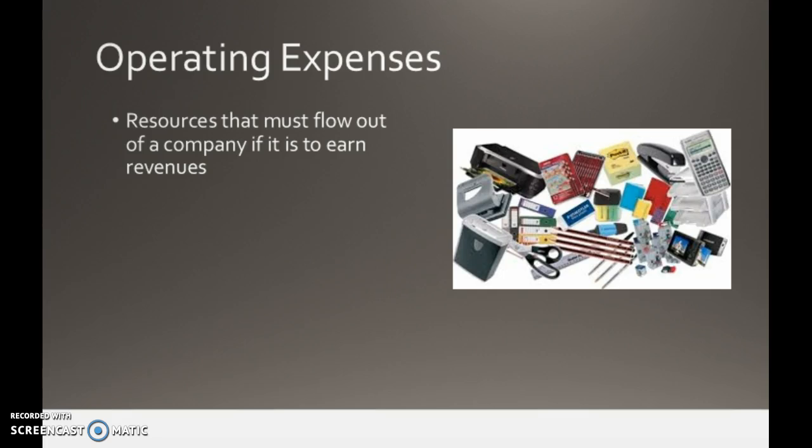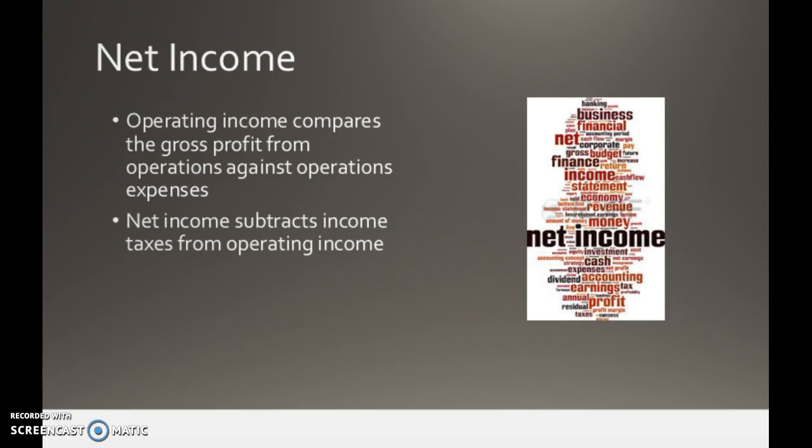Operating expenses are resources that must flow out of a company if it is to earn revenues. Examples might include research and development expenses, selling expenses, and administrative and general expenses. Operating income compares the gross profit from operations against operating expenses. Subtracting income taxes from operating income provides the net income, which is also called the net profit or net earnings.